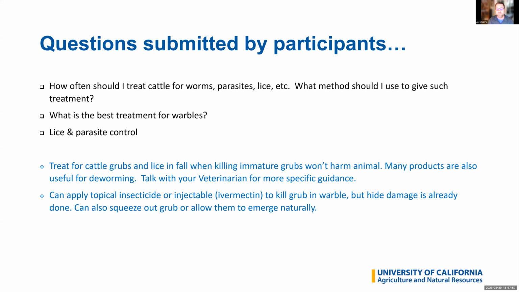You can apply topical insecticides or even inject ivermectins locally, just underneath the skin near the warbles, to kill grubs in the warbles. But honestly, at that point, the hide damage has already occurred on the animal. And so you don't even need to apply insecticides if you don't want to. If you feel like it, you can squeeze each of those grubs out, kind of pop it like a pimple, or you just allow them to emerge naturally and fall to the ground, and hopefully you get control the next year after they've laid their eggs and their whole cycle starts again. You can get control in the fall when the young grubs are beginning to move through the cattle body.